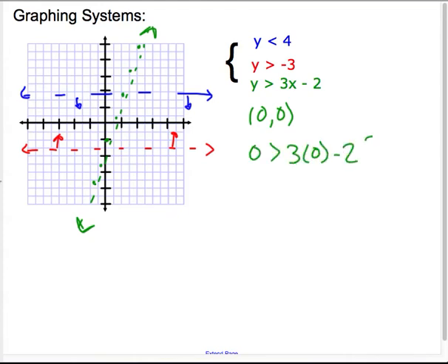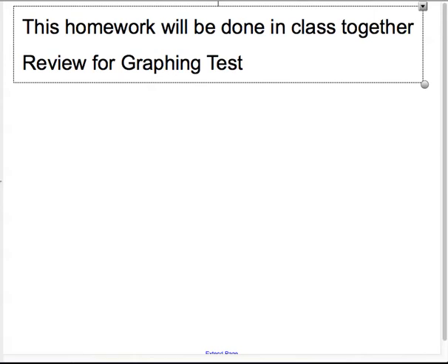Substitute that into the inequality, 0 greater than 3 times 0 minus 2, and ask ourselves, is it true? Is 0 greater than negative 2? And the answer is yes. So we would shade towards the origin from the green line. So where I notice the blue, red, and green arrows all pointing towards each other is in this section. So that's where I would end up shading. And that is done. So the rest of the review will be done in class.